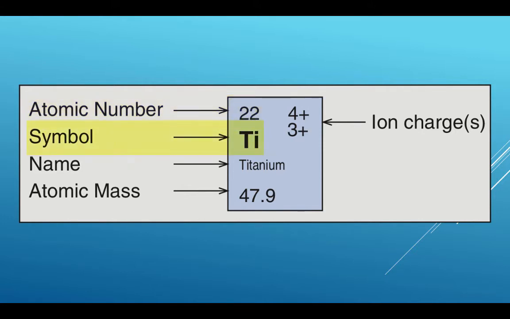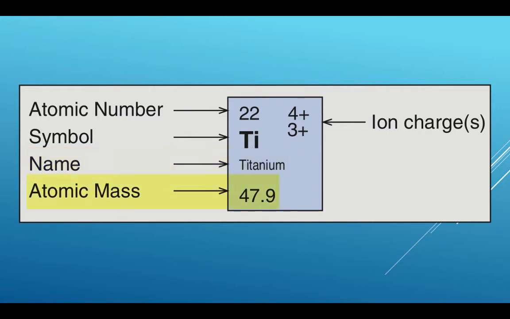The 1, 2, or 3-letter combination is the element's symbol. It always starts with a capital, and sometimes seems to be a strange choice of characters, but it may reflect its Greek or Latin name. Look at copper, which has a symbol of Cu, and lead, which has a symbol Pb as examples. The full name is found below the symbol, titanium, and the atomic mass is next.